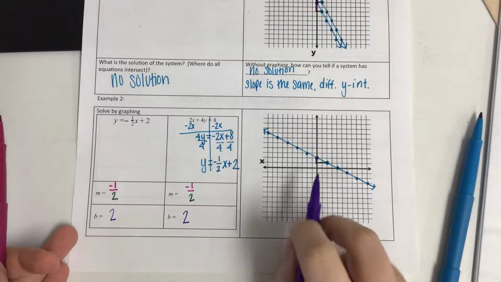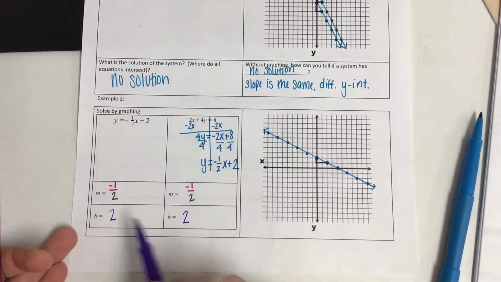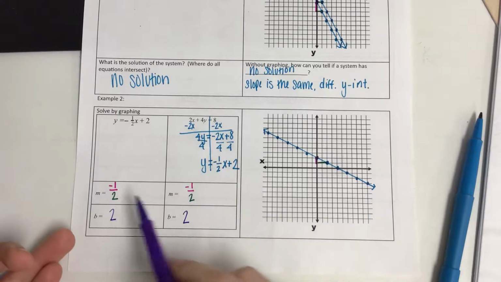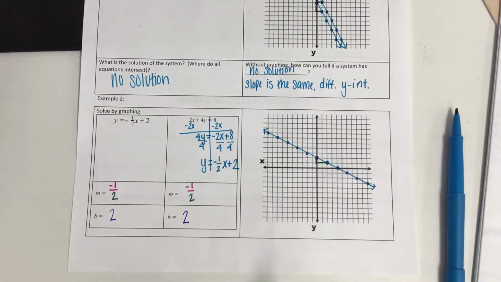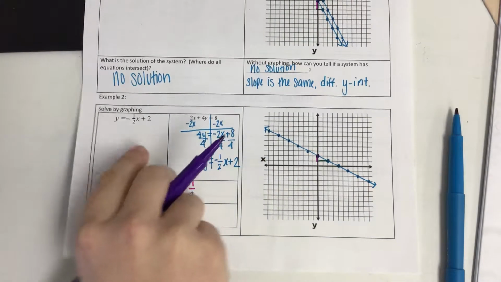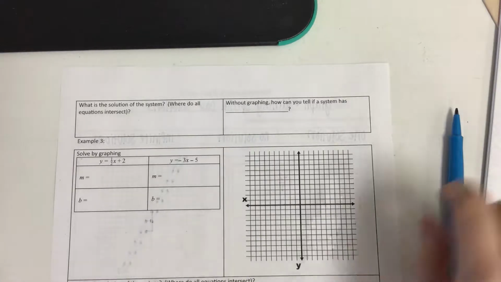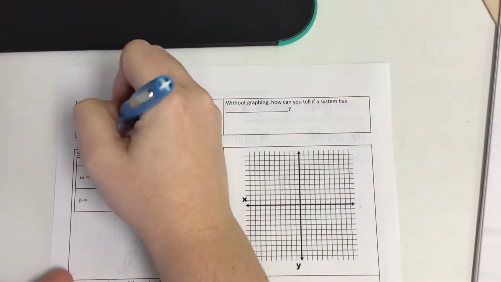So for this graph, we're going to start at 2, which is where we started for the first equation. We go down 1, right 2, which is also the same as the first equation. So what I want you to notice is that we end up getting the exact same line for both of our equations. So when you flip it over, it says, what is the solution to this system? This is an infinite solution.